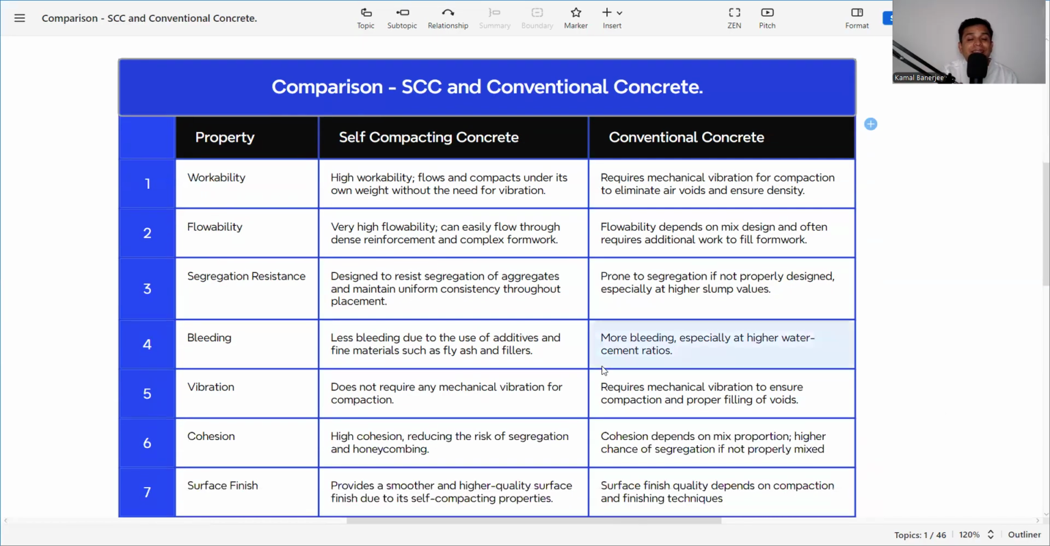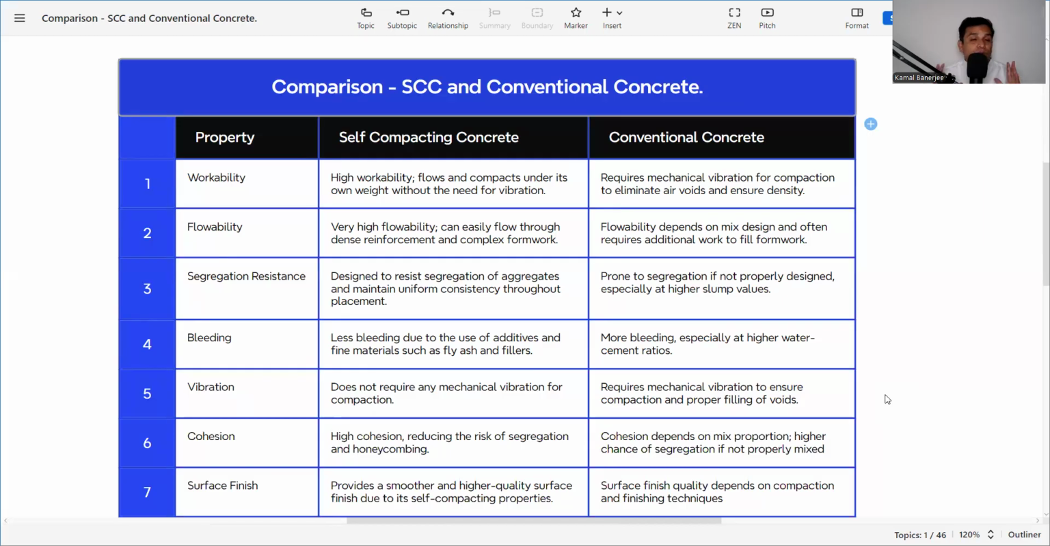Then there is segregation resistance. Segregation is really an issue for concrete. And what is segregation? Segregation is the separation of its constituents from the concrete. So there can be two types of separation. One is segregation, that is separation of the coarser particles, the aggregate, from the mix, which is called segregation, and separation of the water or the cement slurry from the mix is called bleeding.